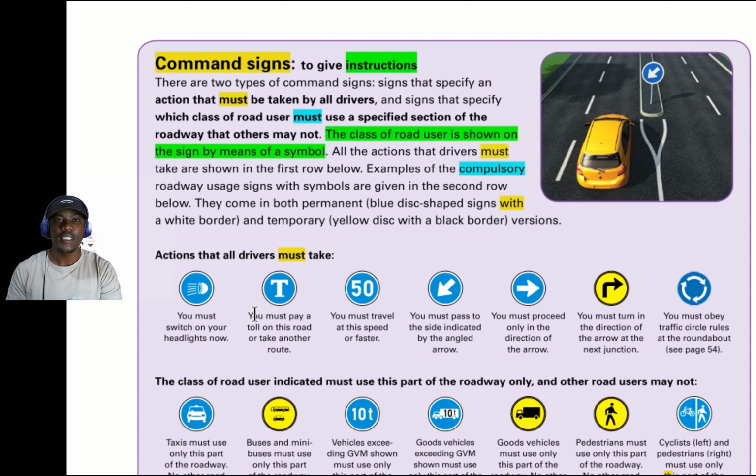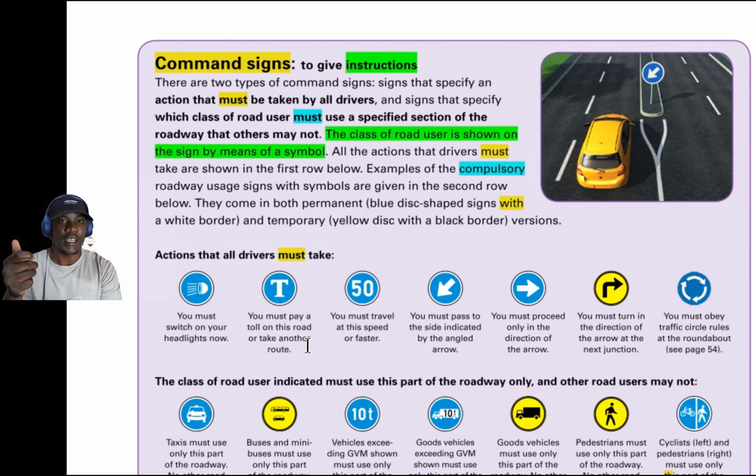But the temporary signs have a yellow background, and the symbols and the numbers are written in black, and there's a black border. So remember that when you see a yellow background, you know that this is a temporary sign. So this sign here mentions that you must pay a toll on this road or take another route.